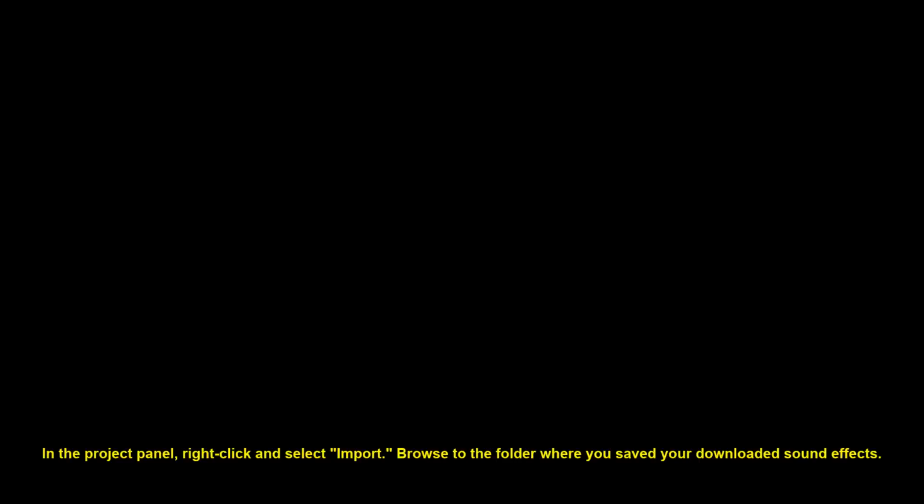In the project panel, right-click and select Import. Browse to the folder where you saved your downloaded sound effects. Select the sound effect files you want to import and click Open. Once the files are imported, you'll see them appear in your project panel.